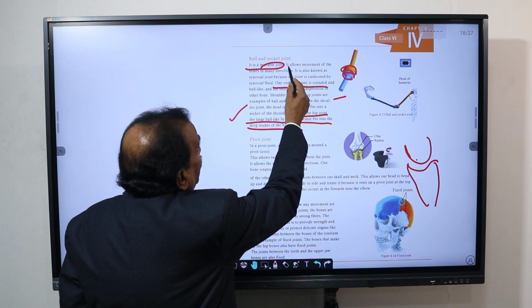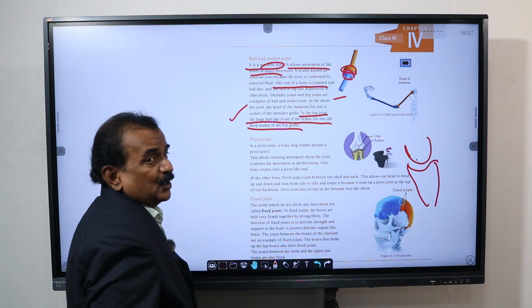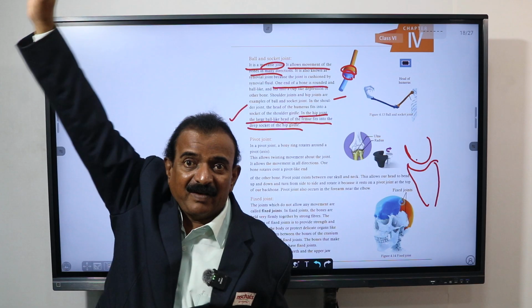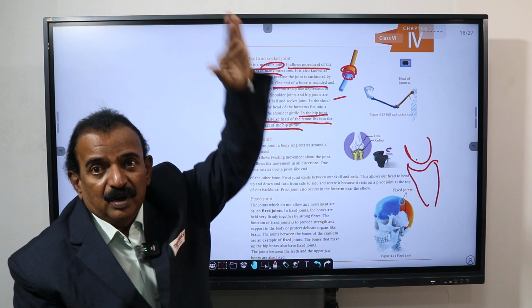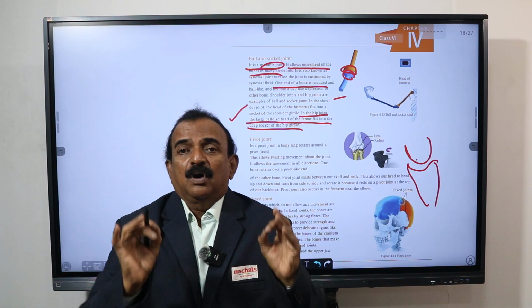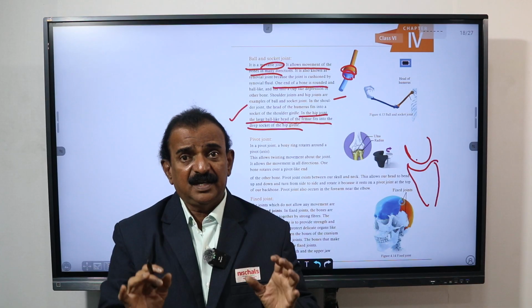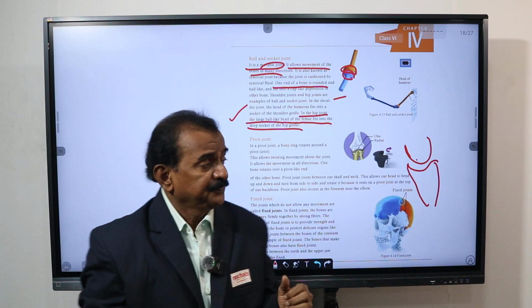So it allows the movement of the bones in many planes, in many directions. Here we can move our hand like that, and also we can move our hand like that, forward and backward in many planes. So here ball and socket joints help the movement of the joints.